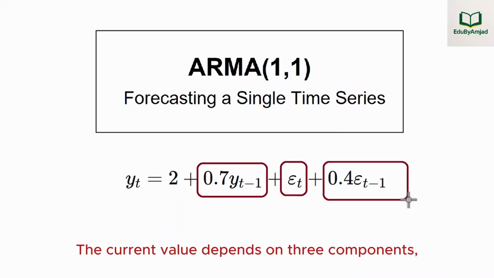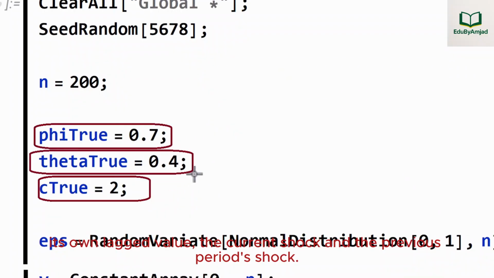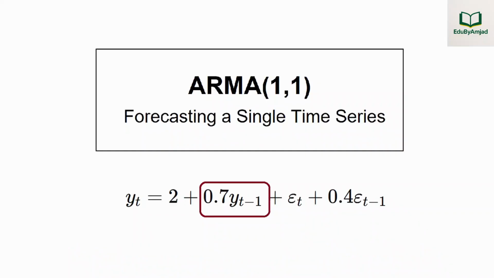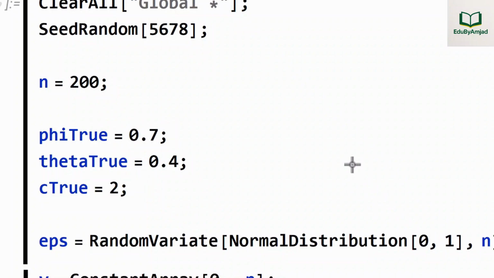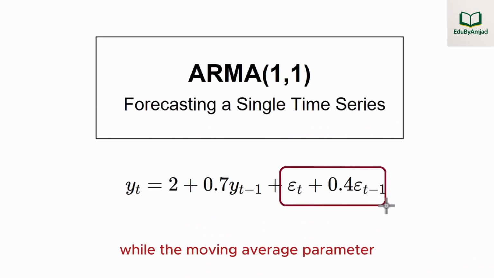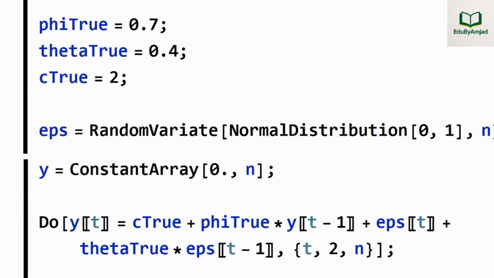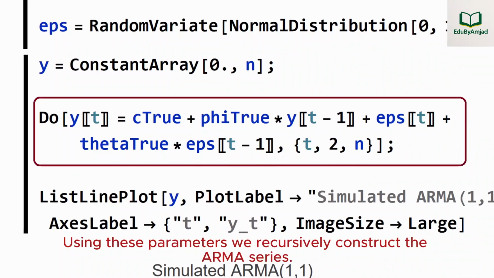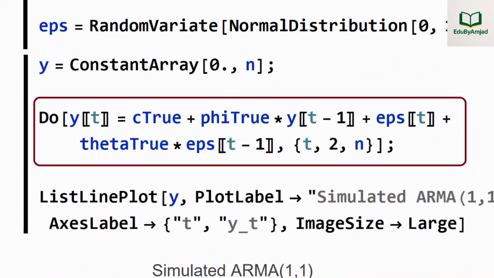The current value depends on three components: its own lagged value, the current shock, and the previous period's shock. The autoregressive parameter controls persistence, while the moving average parameter controls how shocks propagate through time. Using these parameters, we recursively construct the ARMA series. Each observation depends on the previous observation and stochastic shocks.